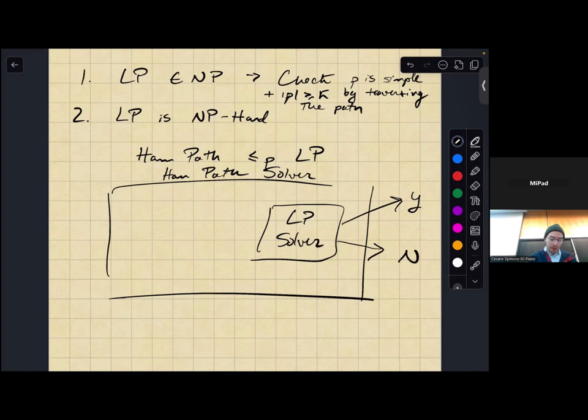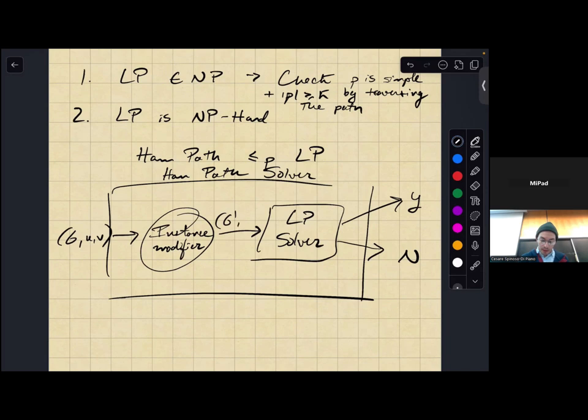We do that by taking an instance of the Ham path problem, which is a graph G and two vertices, and giving it to our instance modifier. The instance modifier, in polynomial time, should convert this to an instance of the LP problem. An instance of the LP problem is a graph G prime and a natural number K. I'm not telling you what K and G prime are yet, but this is at least the setup.